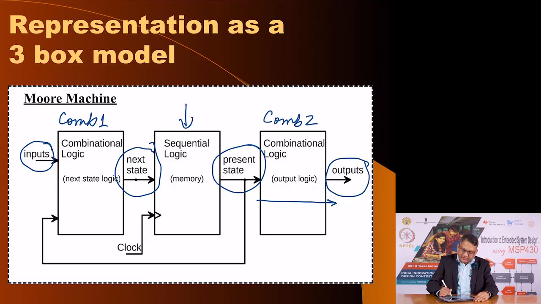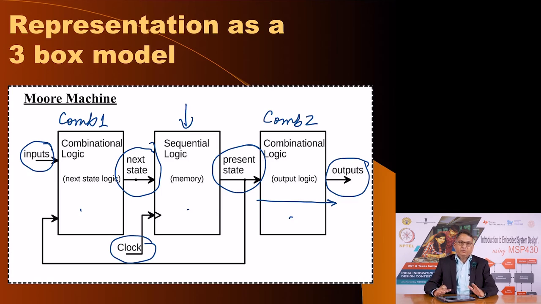These present state values also are fed back into the first combinational block, and together with the inputs they decide the next course of action, that is, it provides next state inputs. And as you see, the memory is clocked, and this clock is locally generated, and the rate of this clock will decide how quickly this state machine can transition. All of this can be implemented using logic circuit. This is combinational logic, this is memory, that is flip flops, and this is another set of combinational logic.